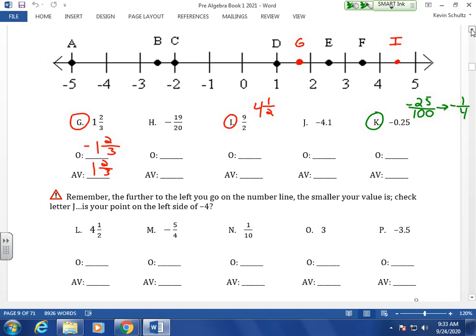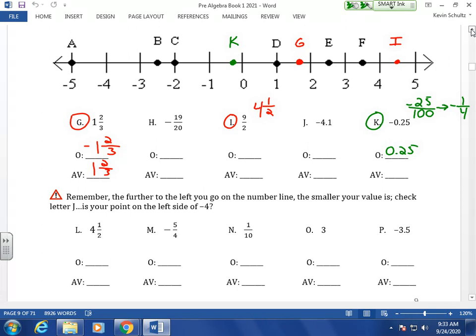So what we're plotting here is negative 1/4. It's going to be on the negative side of 0. It's going to be 1/4 of the way between 0 and negative 1. That's going to be point K. And then the opposite of negative 1/4 is positive 1/4, and you can write it as positive 0.25 or positive 1/4, fraction or decimal value, either way is fine.